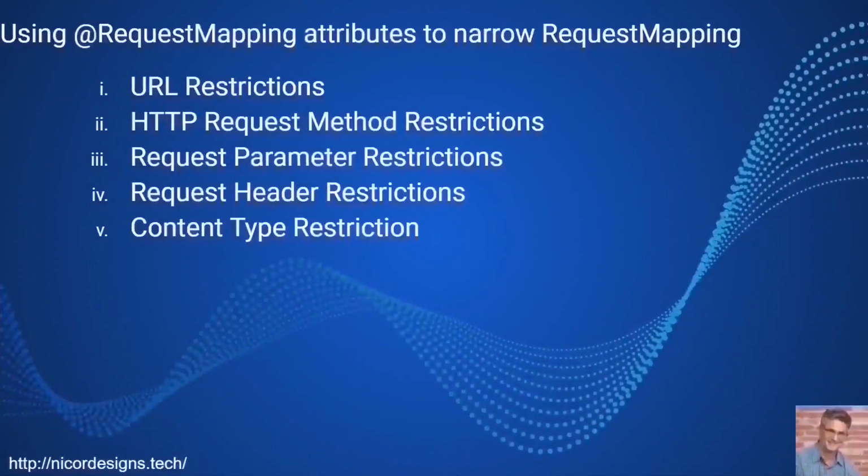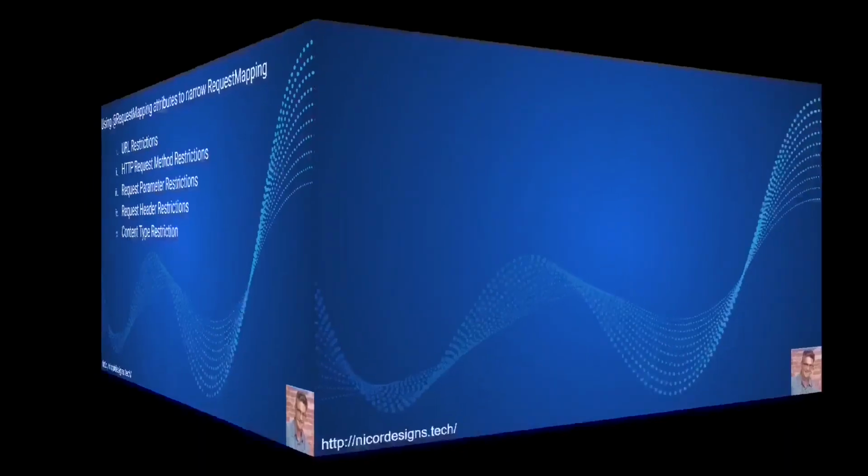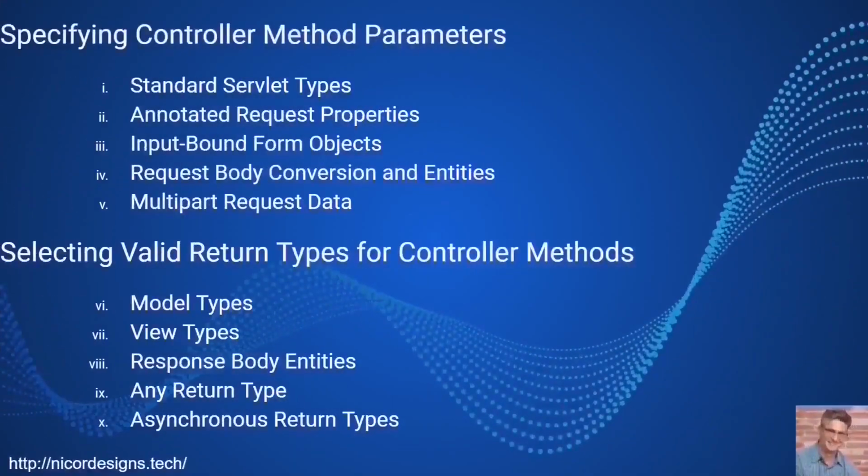This is how we'll use the request mapping attributes to narrow request mapping. First, we will use URL restrictions. Then we'll use HTTP request method restrictions. We will use request parameter restrictions, request header restrictions, and content type restrictions. Then finally, we'll specify our controller method parameters.